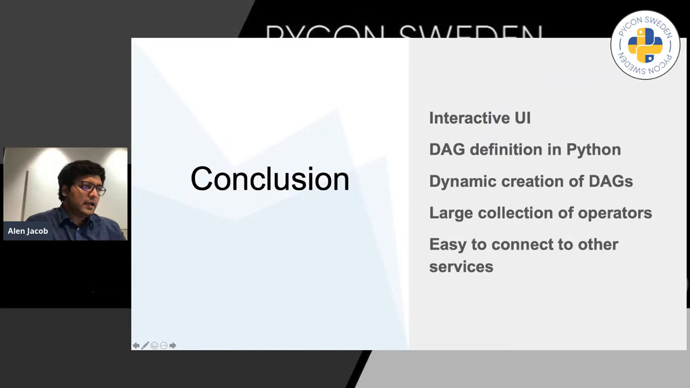As a conclusion, Airflow gives a complete interactive UI. The best thing about Airflow is that the complete DAG definition is in Python, which is best for Python-based projects, especially since most ML pipelines are currently built in Python. The other best feature is the dynamic creation of DAGs. You do not have to rely on a YAML file where you define the DAG and manually populate it. Here, everything can be done dynamically based on an external configuration file.